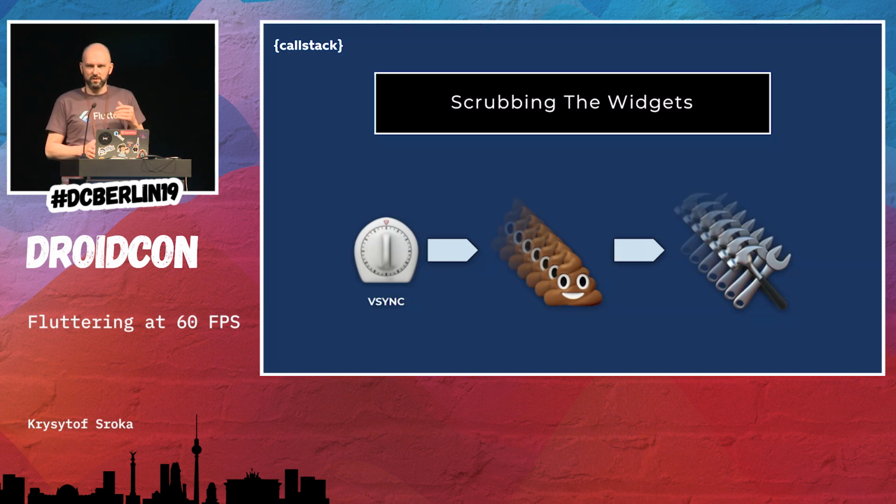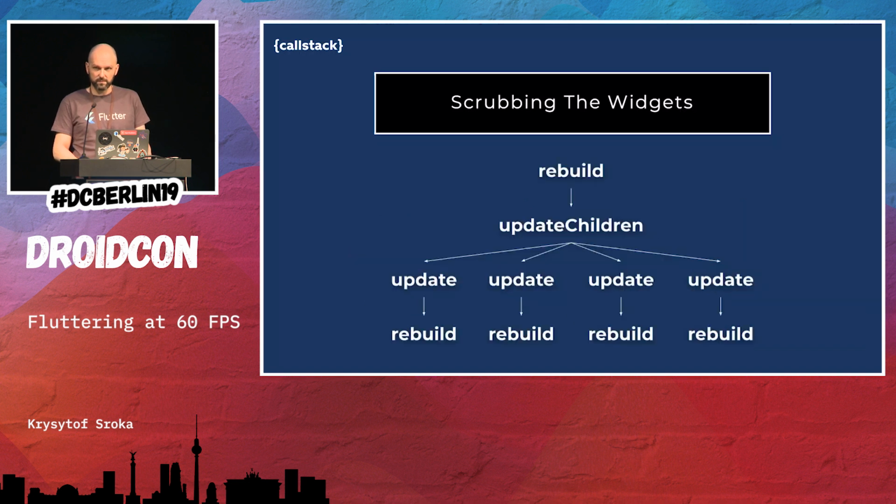So when the element gets marked as dirty, and let's say widgets also get marked as dirty together with the elements, this actually isn't a synchronous operation. It gets put on a queue of widgets to be rebuilt at the next vsync run. So at each vsync, the framework will pick up the queue of dirty elements and try to rebuild them to make them clean again.